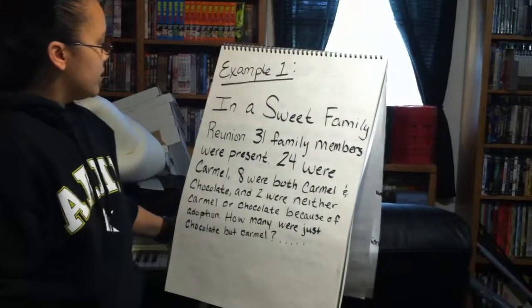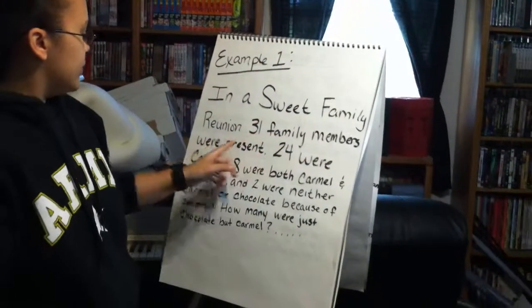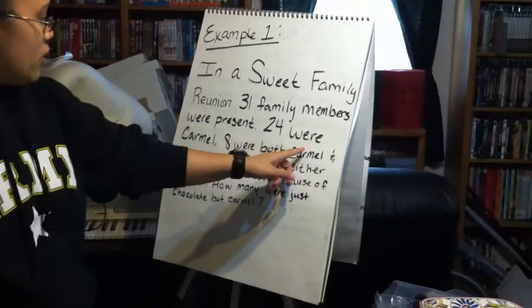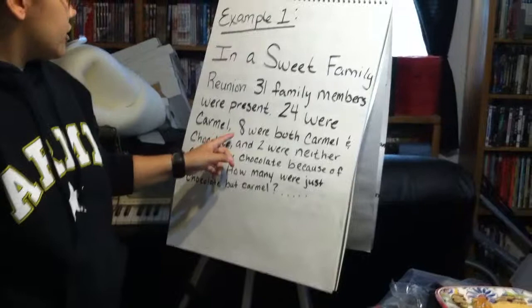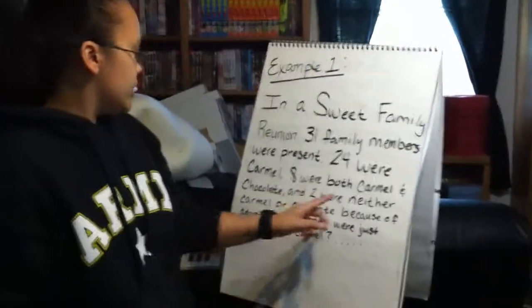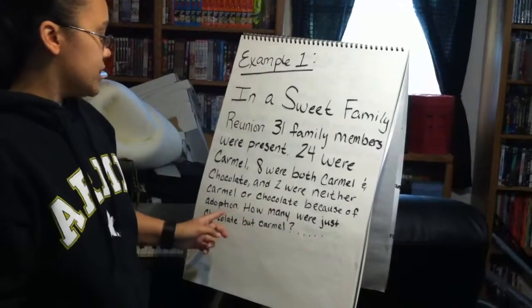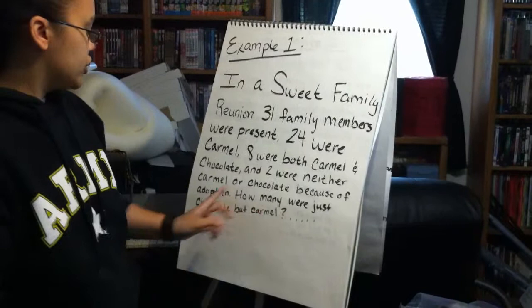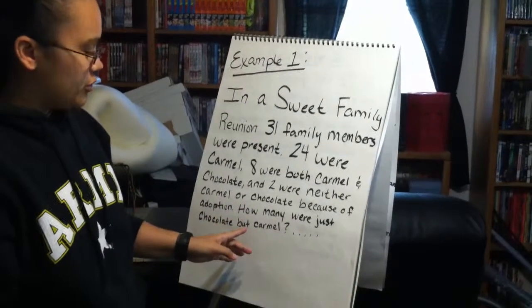In this example 1, at a sweet family reunion, 31 members were present. 24 of them were caramel. Out of those, 8 were both caramel and chocolate. And 2 were neither caramel nor chocolate because they were adopted. And out of that, we're going to figure out how many were just chocolate but not caramel.